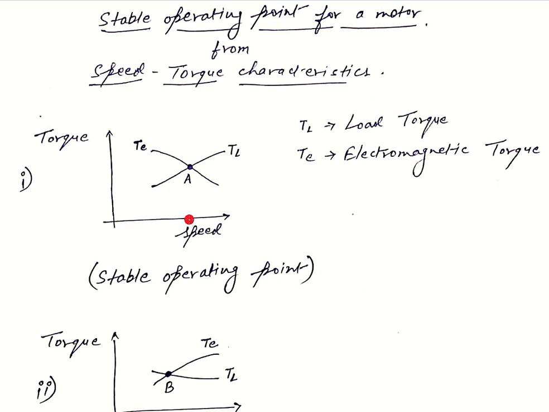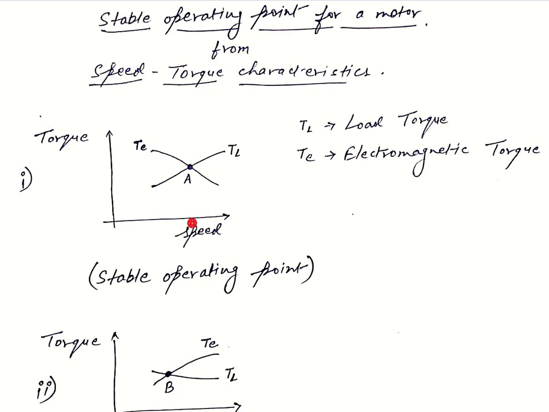Alright, now let us consider this point. If suppose somehow the speed of the motor is increased, then what happens? TL, load torque, is greater than TE, output torque. So the load requirement is more and the torque provided by the motor is less. So there will be deceleration of the motor, and the speed of the motor will tend to reduce.